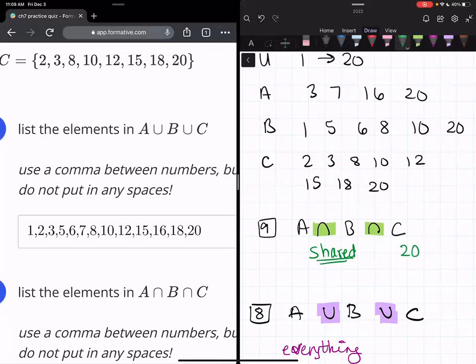And again, the smallest set this time was A. So is 3 in everything? Can't use 3. Is 7 in everything? Can't use 7. Is 16 in everything? Can't use 16. Is 20 in everything? Keep 20.